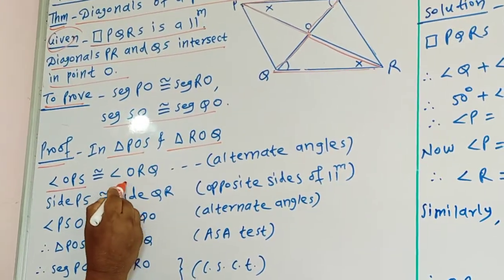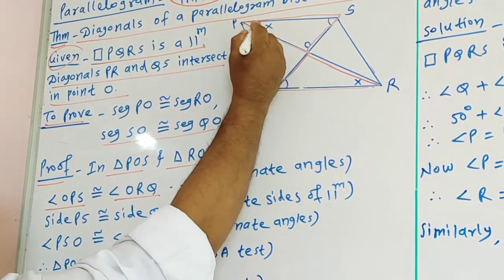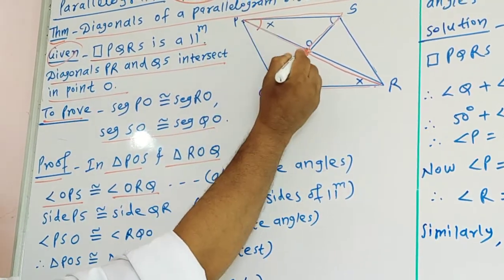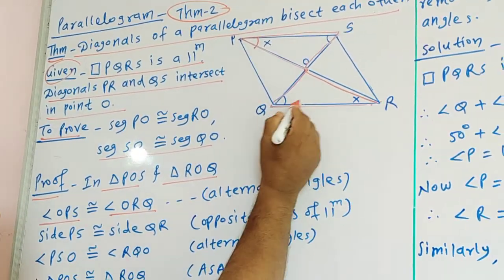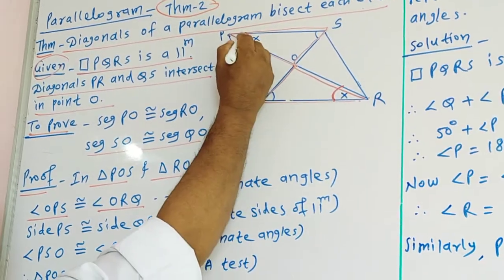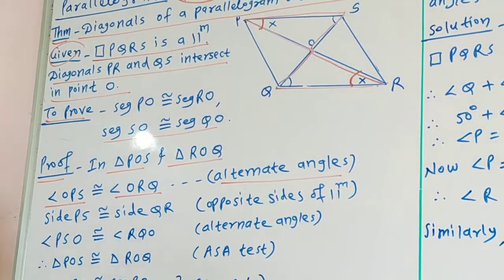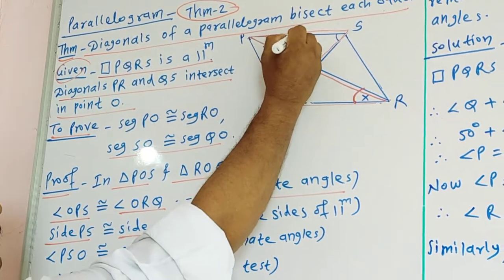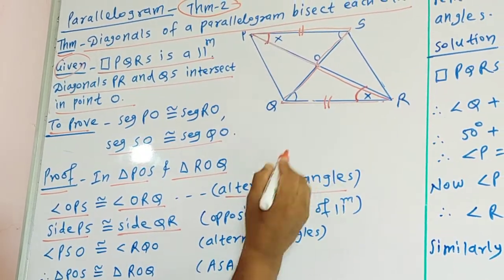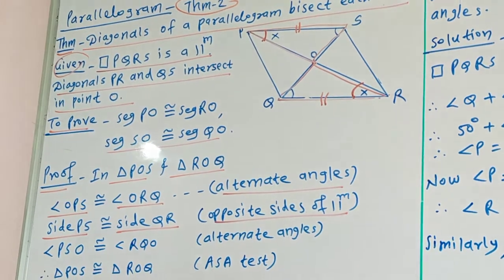Angle OPS is congruent to angle ORQ. Here is angle OPS and angle ORQ. These two angles are congruent because they are alternate angles. Then side PS is congruent to side QR. PS is here, and it is congruent to QR because they are opposite sides of a parallelogram.